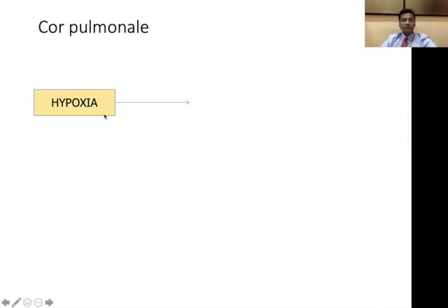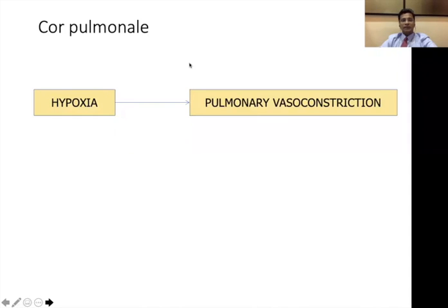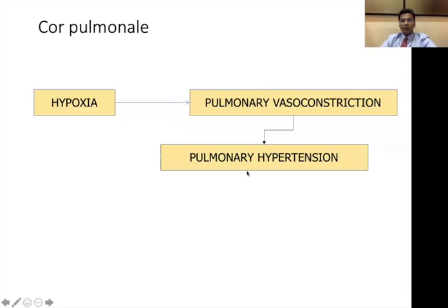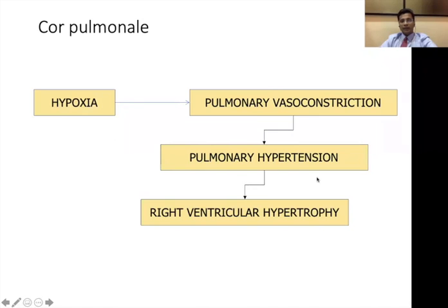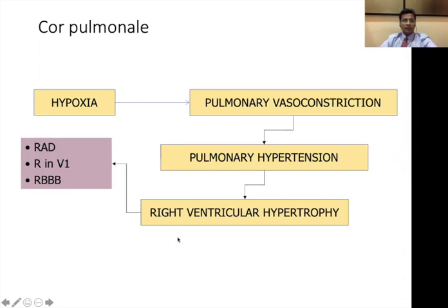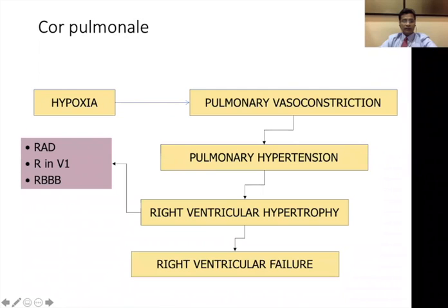There's hypoxia, and hypoxia is one of the potent stimulants for pulmonary vasoconstriction. That leads to pulmonary hypertension over a long period of time. When there's pulmonary hypertension, the right ventricle undergoes hypertrophy, just like how the left ventricle undergoes hypertrophy when there is systemic hypertension. After a while, if it remains like this, the right ventricle fails. When the right ventricle fails, you get signs and symptoms of right ventricular failure.